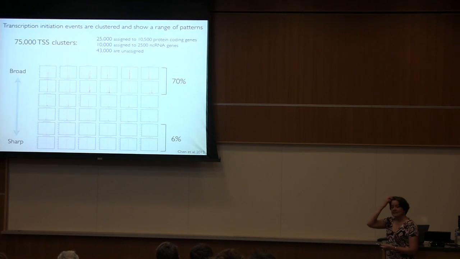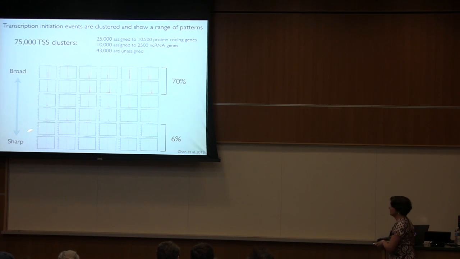And we learned some really interesting things when we did this. First, unlike what you learn in the textbook, transcription doesn't initiate just at a single place in most places in the genome. Most promoters are a broad cluster of initiation elements. So these are all windows of 100 base pairs long, and these are clusters of initiation events. So 70% of the initiations genome-wide look like this, little clusters where you have very abundant ones and less abundant ones. Only 6% of the initiation sites across the genome are essentially a single base.